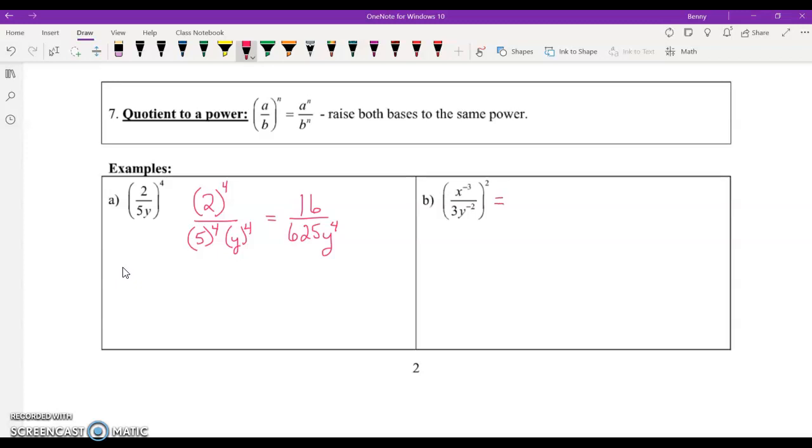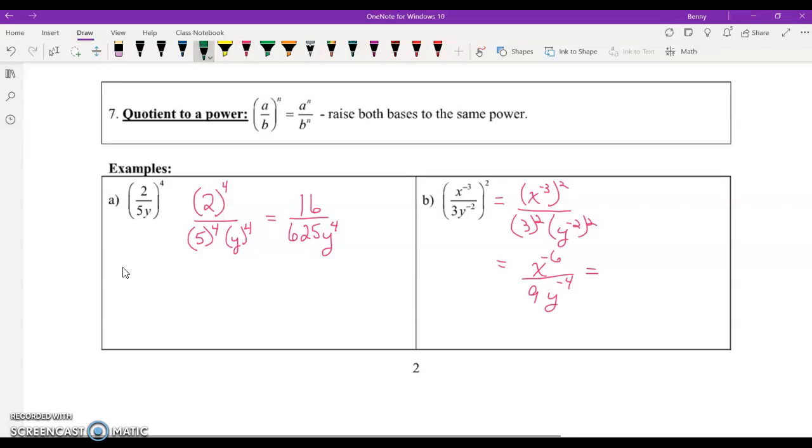For this one, I've got an x to the negative 3 to the second power. I've got a 3 in the parentheses, also raised to the second power. And then I've got a y to the negative 2 raised to the second power. Now when I multiply those exponents, because I've got a power raised to a power here again, I'm going to have an x to the negative 6th in the numerator. I'm going to have a 9 and a y to the negative 4th in the denominator.